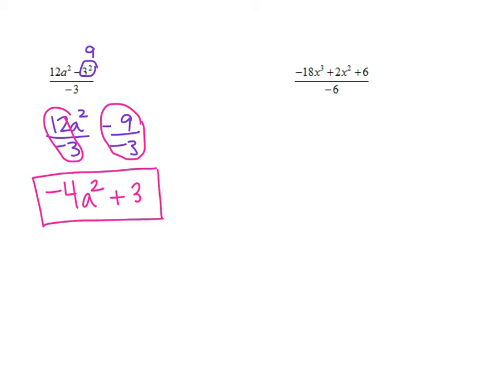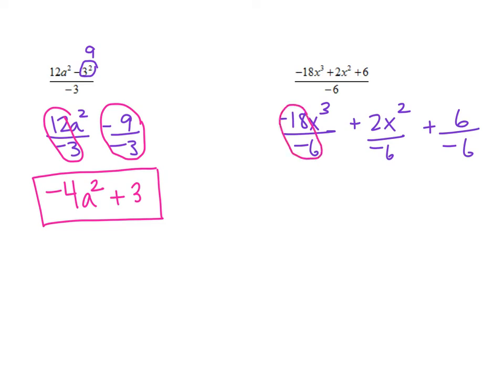Now the last few examples we've broken apart fractions that have 2 terms in the numerator. So same idea, if you have 3 terms, that's okay. You're just going to get 3 fractions out of that you can simplify. So -18x cubed over -6 plus 2x squared over -6 plus 6 over -6. Then just simplify it piece by piece. This negative divided by negative gives you +3x cubed. Now this one, 2 divided by -6.